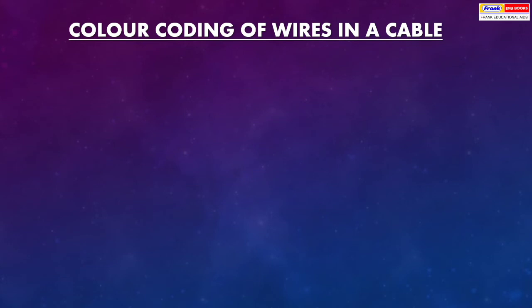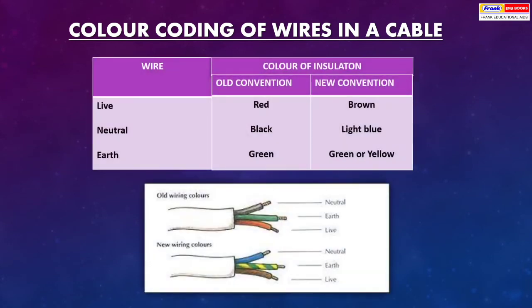Color coding of wires and cable. Live wire: old convention red, new convention brown. Neutral: old convention black, new convention light blue. Earth: old convention green, new convention green or yellow.